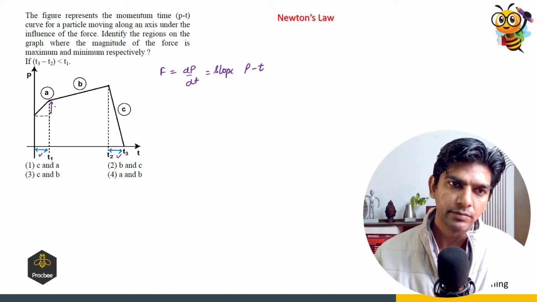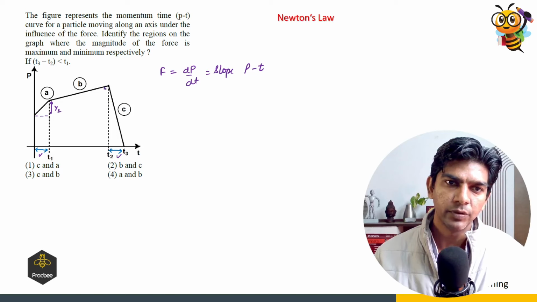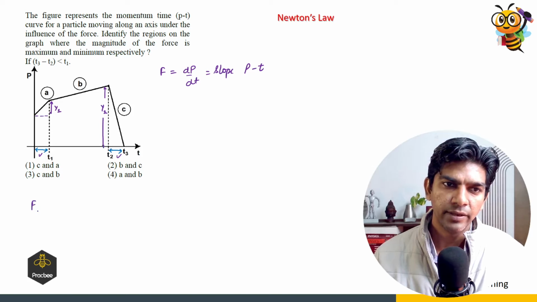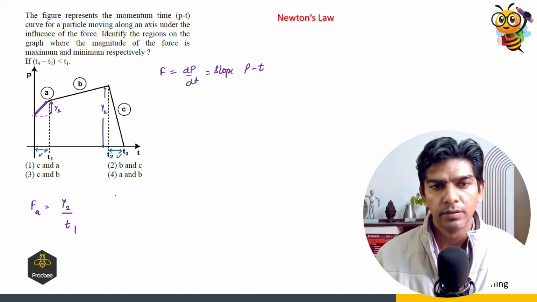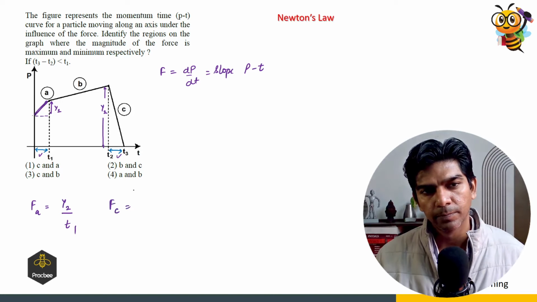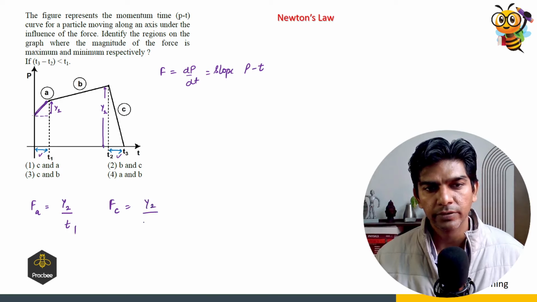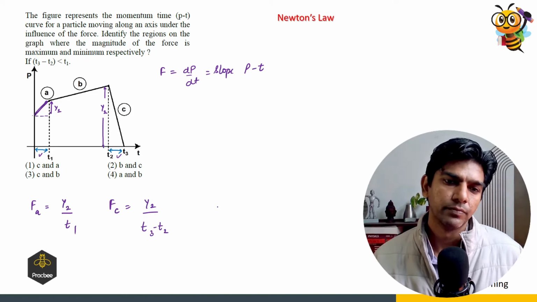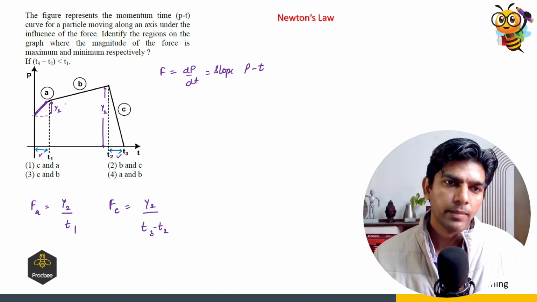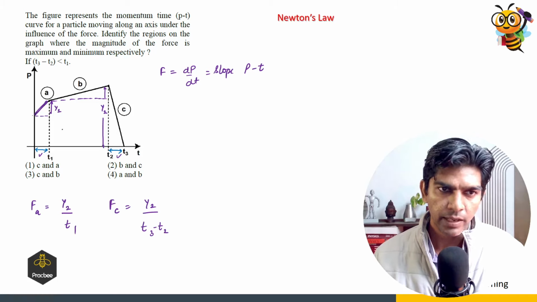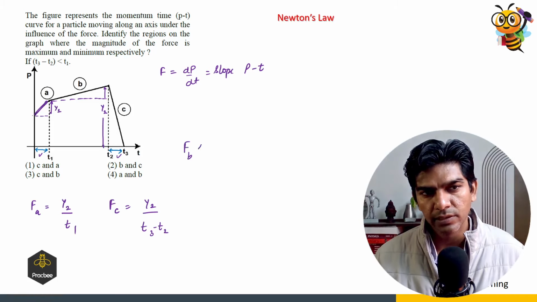So let me call this y1, and let me call this y2. So the force FA in this region will be y2 divided by T1, and the force in the third region will be y2 divided by T3 minus T2 in magnitude, if you want to find the magnitude. And we can clearly see that FB is less than FA, right?